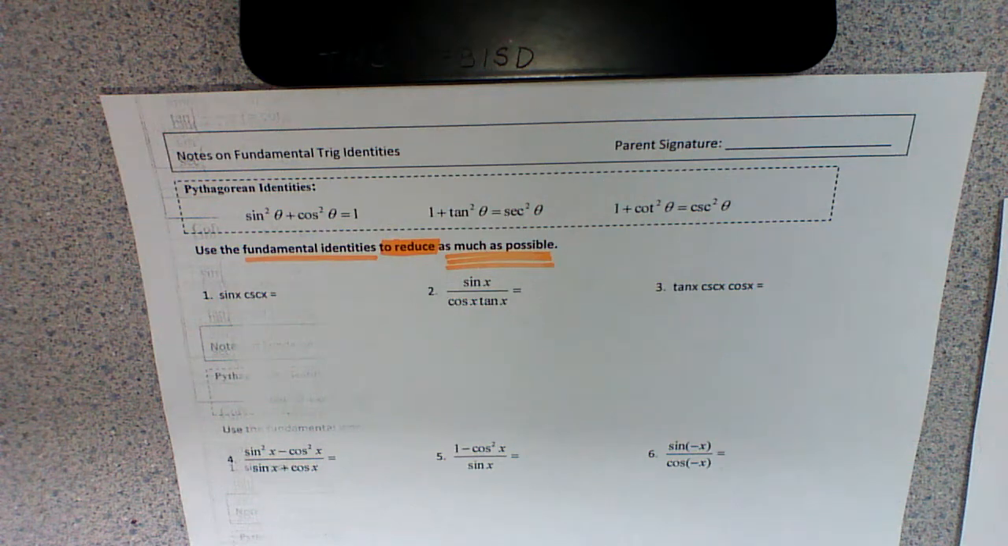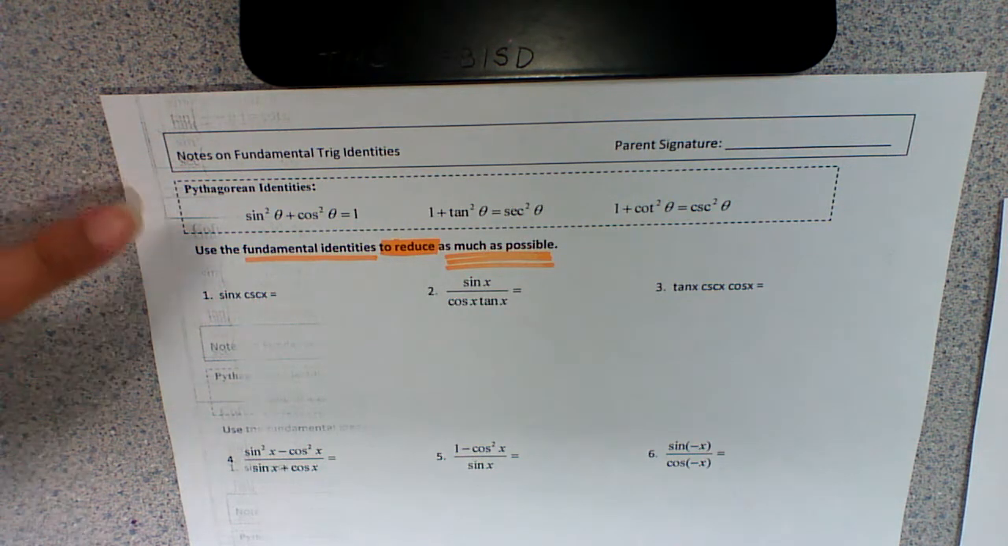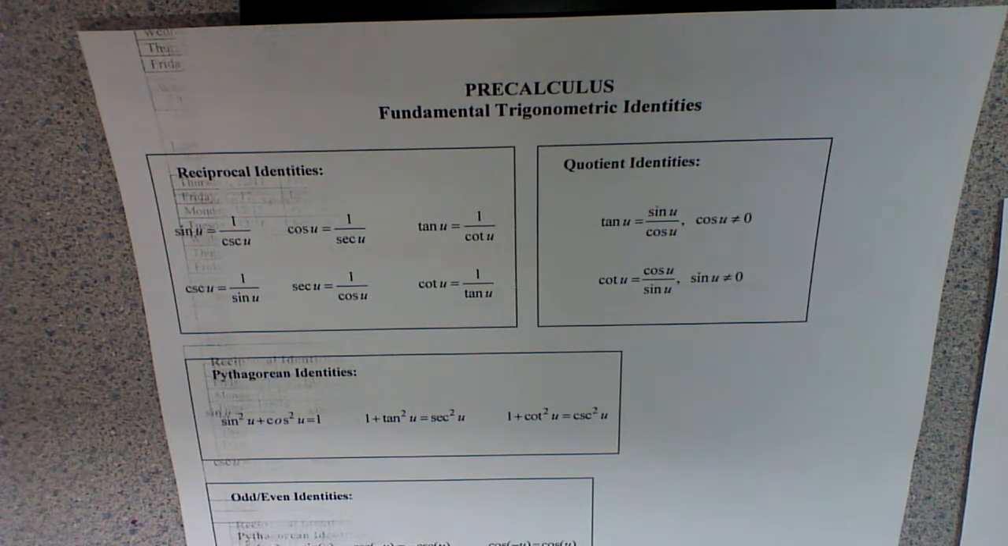Hey guys! In this video I'm going to show you how to simplify fundamental trig identities using identities that we already know and some that we don't know. The ones that we already know are actually on page 2 of your packet. They're there for you so you can always refer back to them.